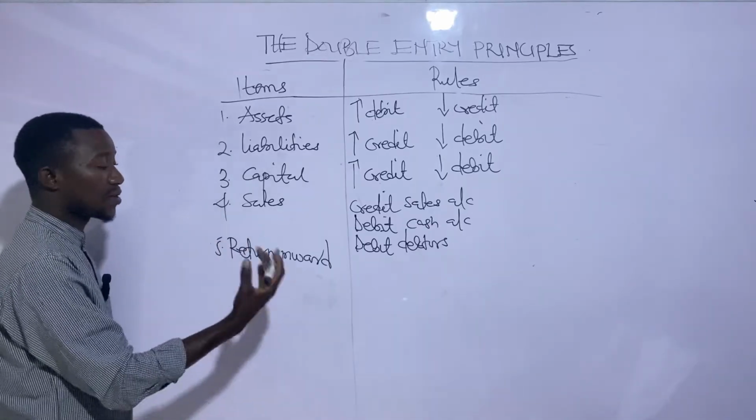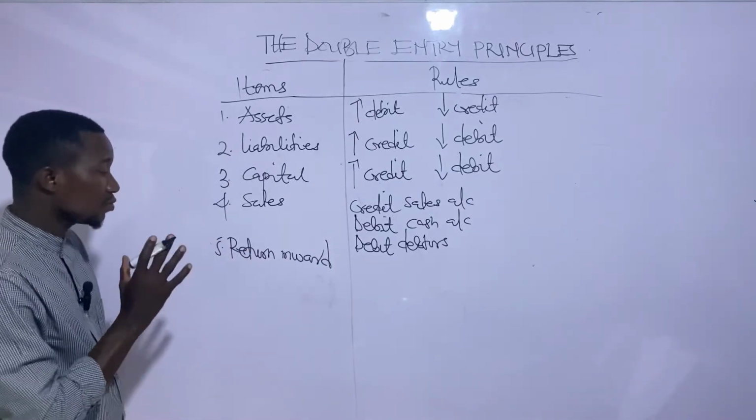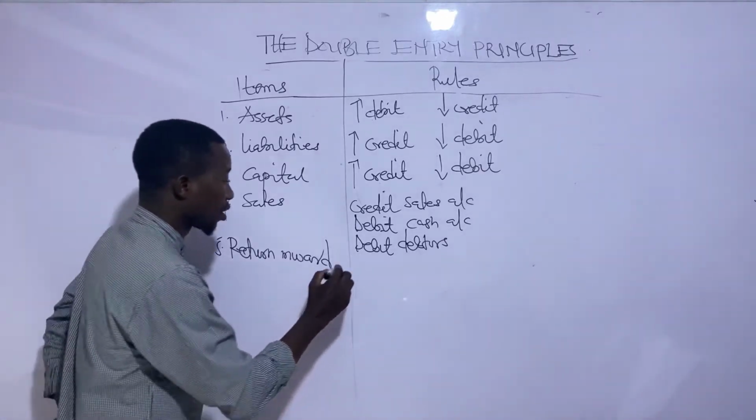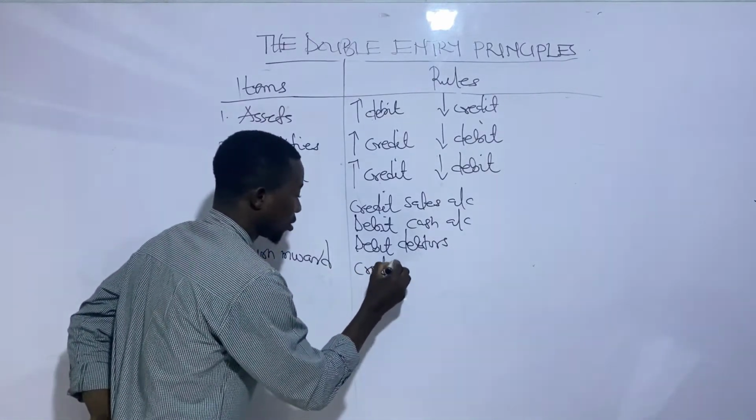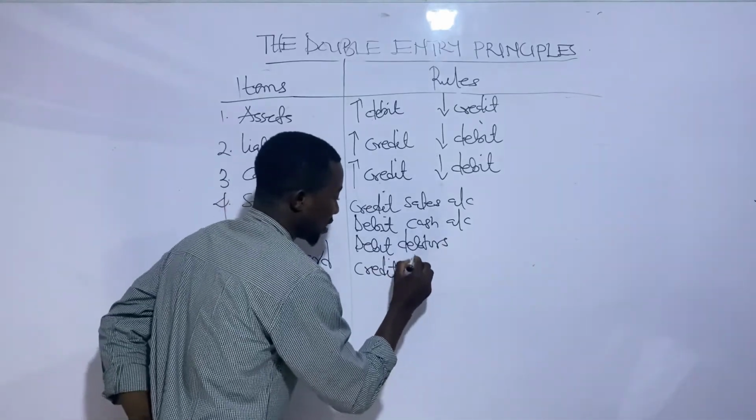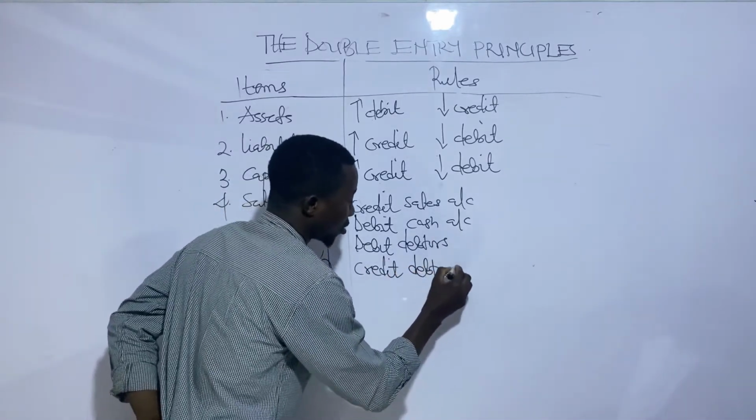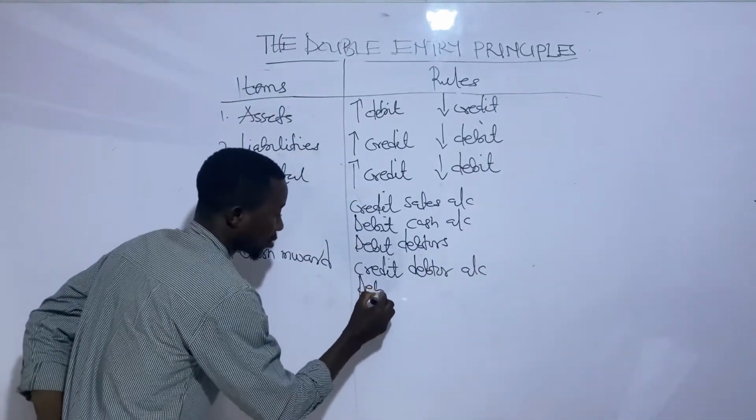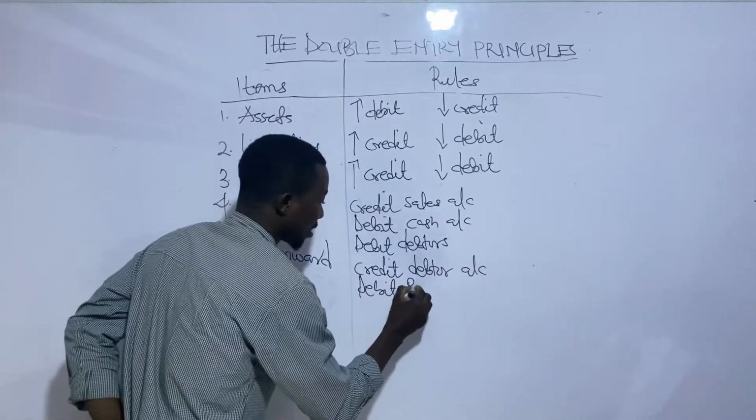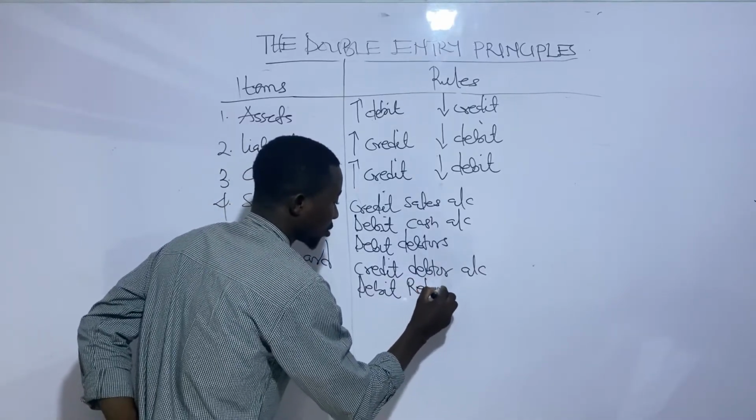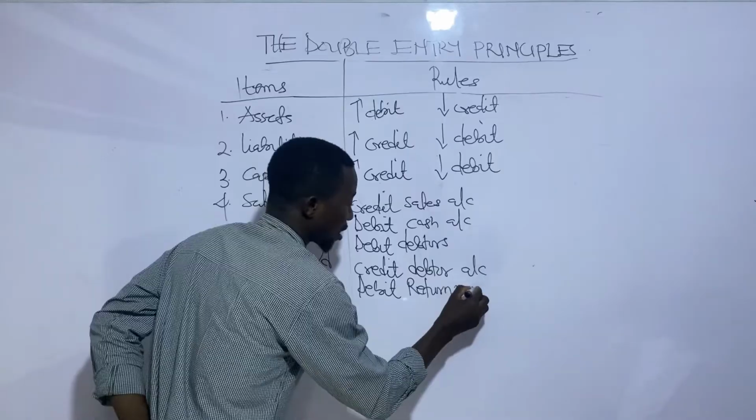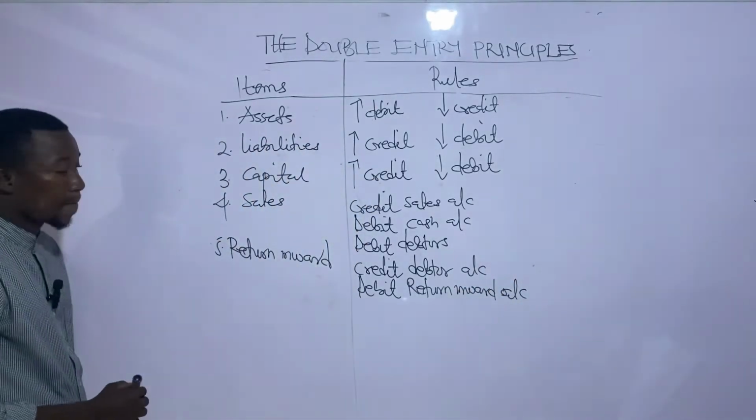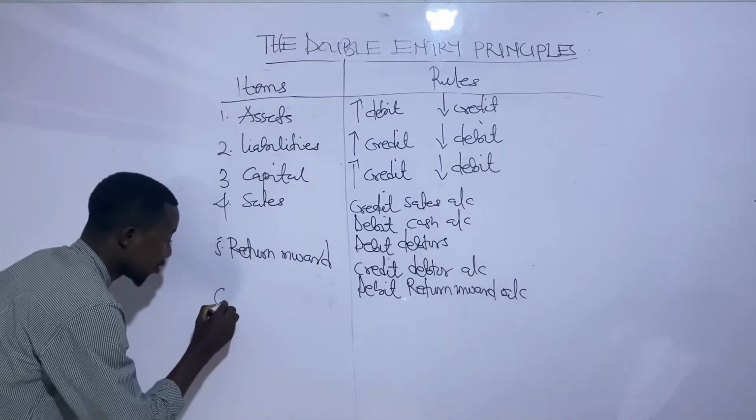So when customers return goods to the business, the transaction is that we credit debtors account or customers account, then we debit return invoice account. That is the general rule. We could also talk about what we call purchases.